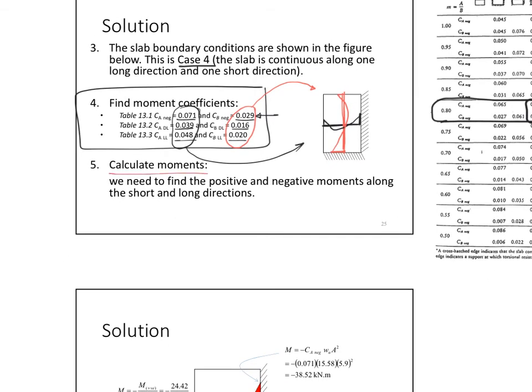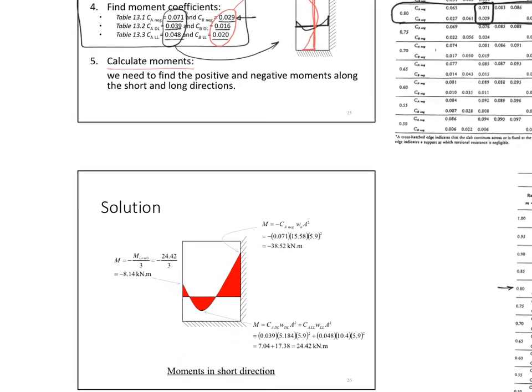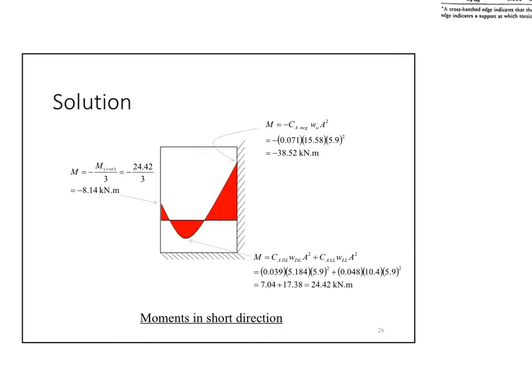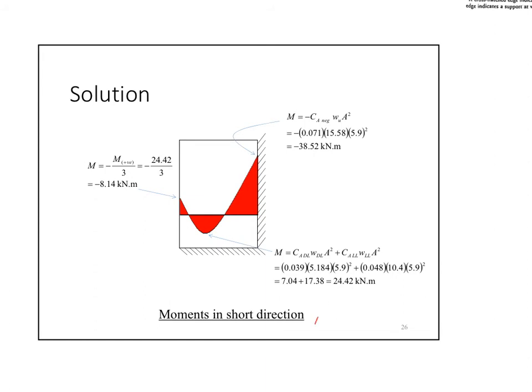We need to find the positive and negative along the short and long sides. So we're going over to the short direction. Short direction, remind yourself all the time, it's A. Since it's A, then we use the length in my equations as A, which is going to be A squared, right?